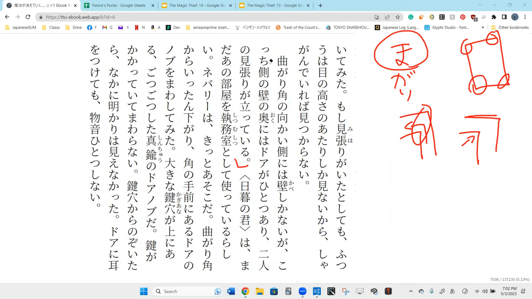Magari kado no mukai gawa ni wa. The side that is right across from the bend. Kabeshi kanai ga. Shikanai.